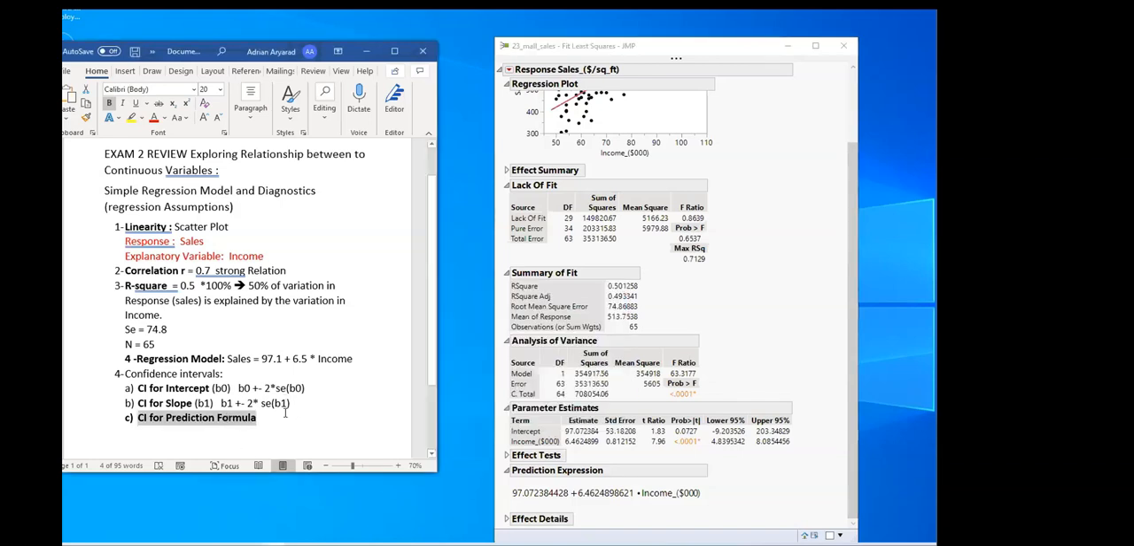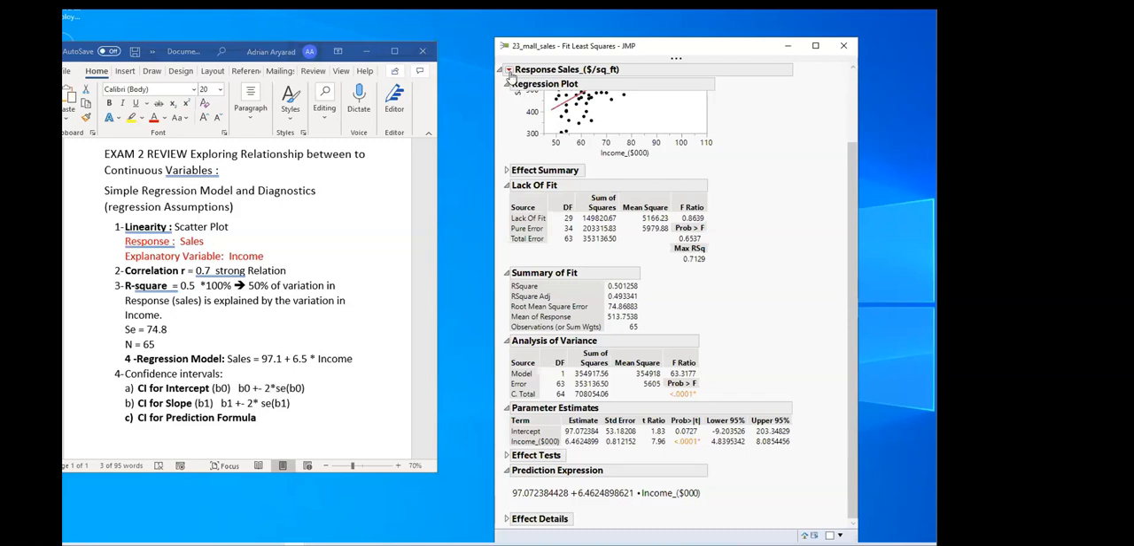So those are actually, manually you can calculate it this way. Standard error of B0 is here. Standard error of the slope is here. And then multiply by 2 plus minus the estimate value. Okay, so again, the CI for the prediction formula is just a little different.